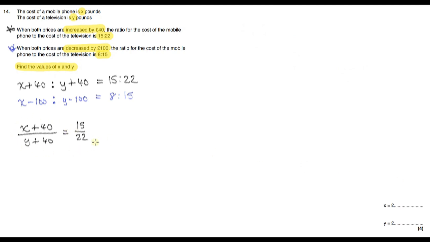Okay, so now looking at this equation here, let's simplify this. I'm going to cross multiply. So I'm going to multiply this side by 22 and this side by Y plus 40. So we're going to have 22 times X plus 40, and that is going to equal 15 times Y plus 40.